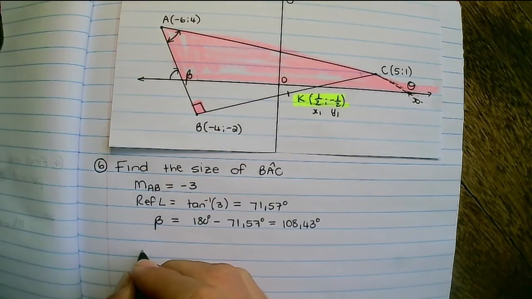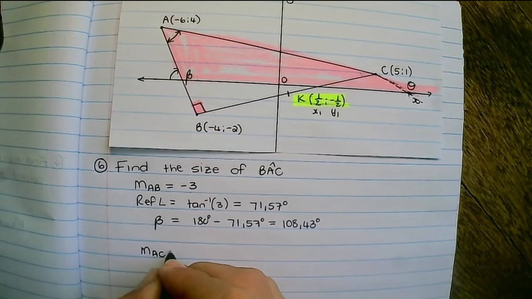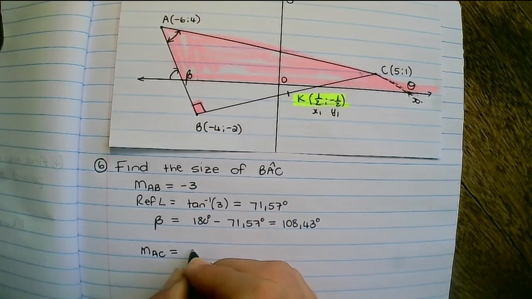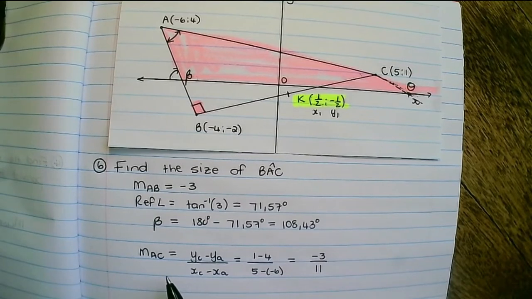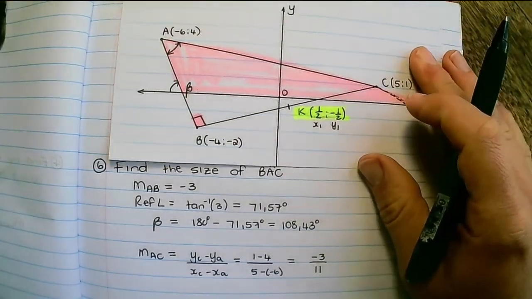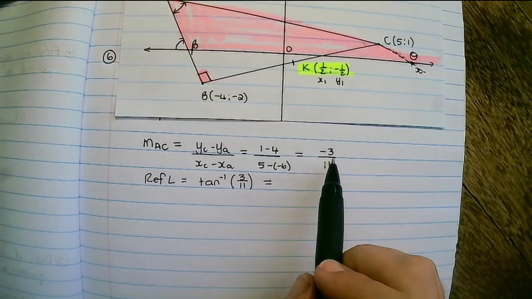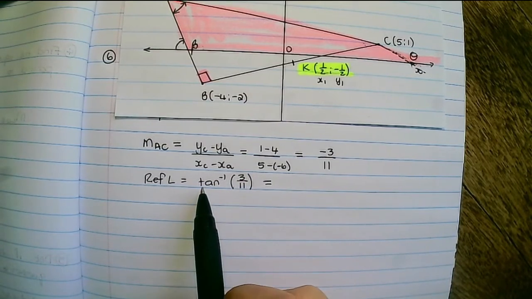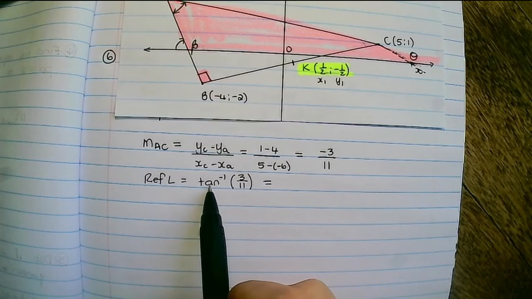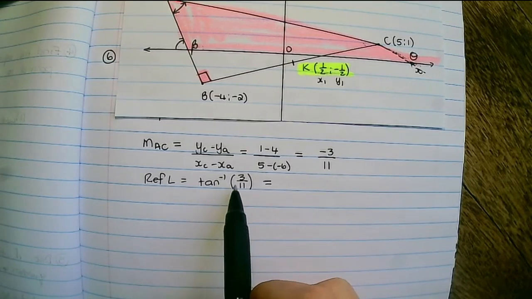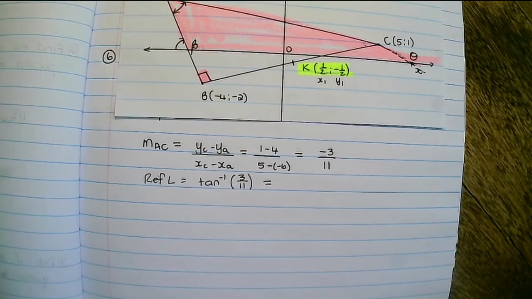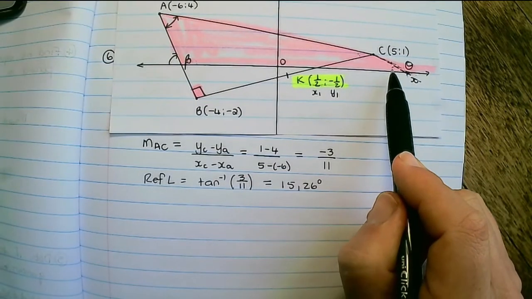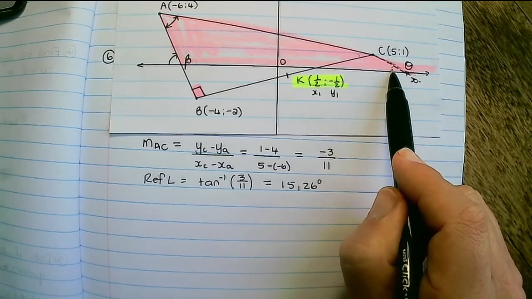Now for theta, we have the gradient of line AC. So the gradient of line AC is -3/11. And because it's a negative gradient, we're going to use a reference angle. And when we substitute into our calculator, we take the inverse function of tan and we only substitute a positive value in. So 15.26 represents this little angle on the inside.